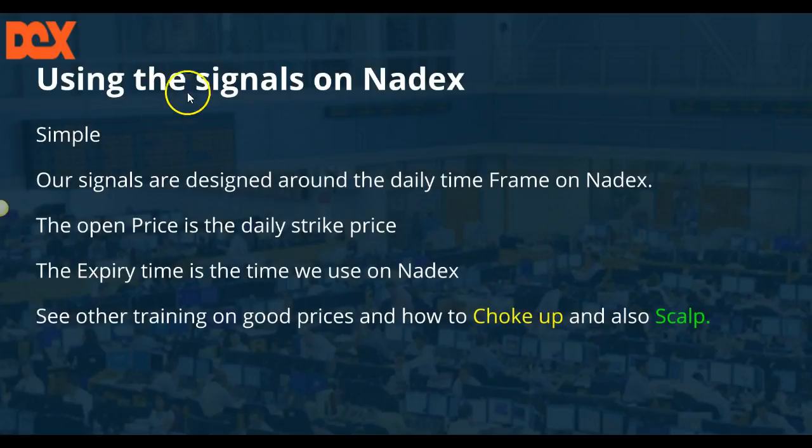Now, using the signals on Nadex is very simple. Our signals are designed around the daily time frame on Nadex. The open price is set to the daily strike price, within that daily price. So if it's a 3 p.m. expiry, you go to the 3 p.m. daily. The expiry time, of course, is what we use on Nadex. See the other training too, with how to get good prices and choke ups and also scalping in the Pro section. This is very important.